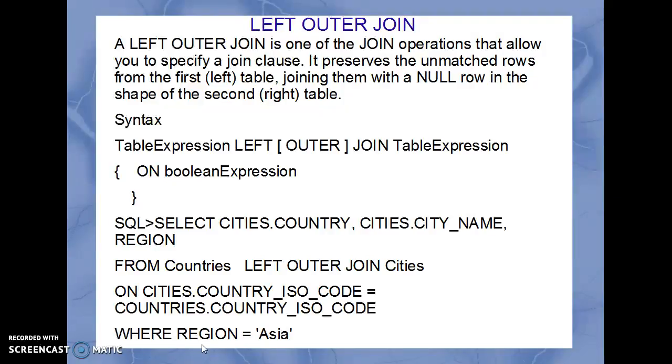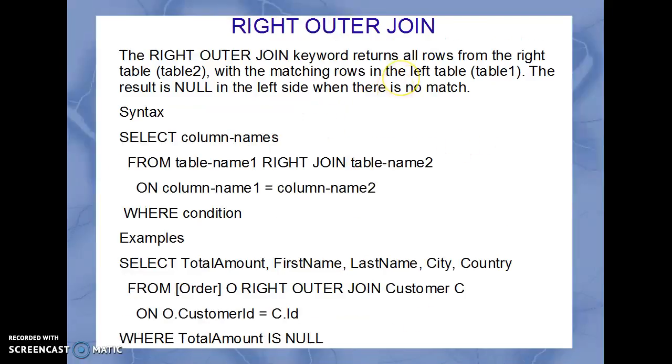This condition will give first preference to the left table, and the unmatched rows from the right are filled with what are called null values. This is called a left outer join. And the next one is right outer join. This is quite the reverse of left outer join.